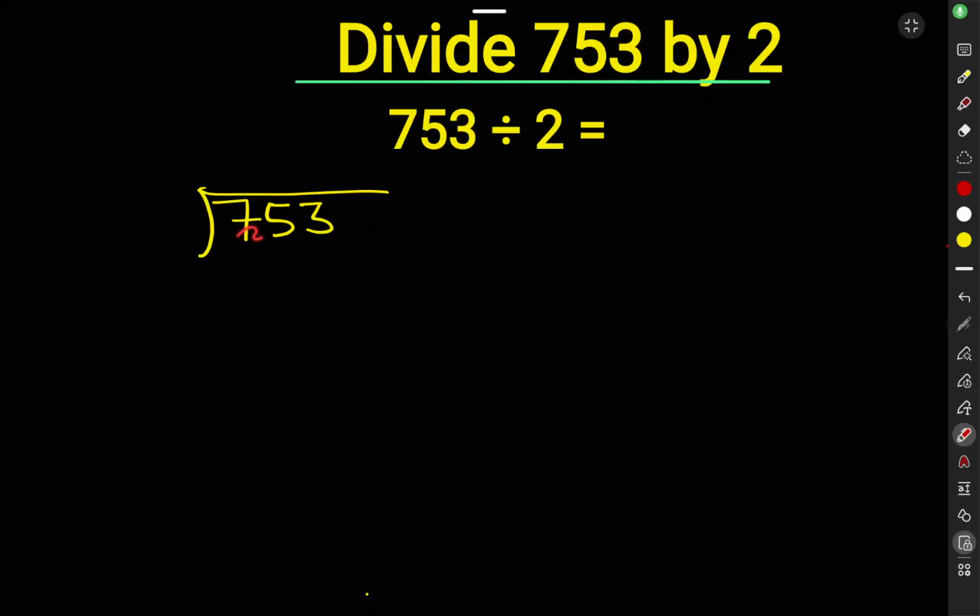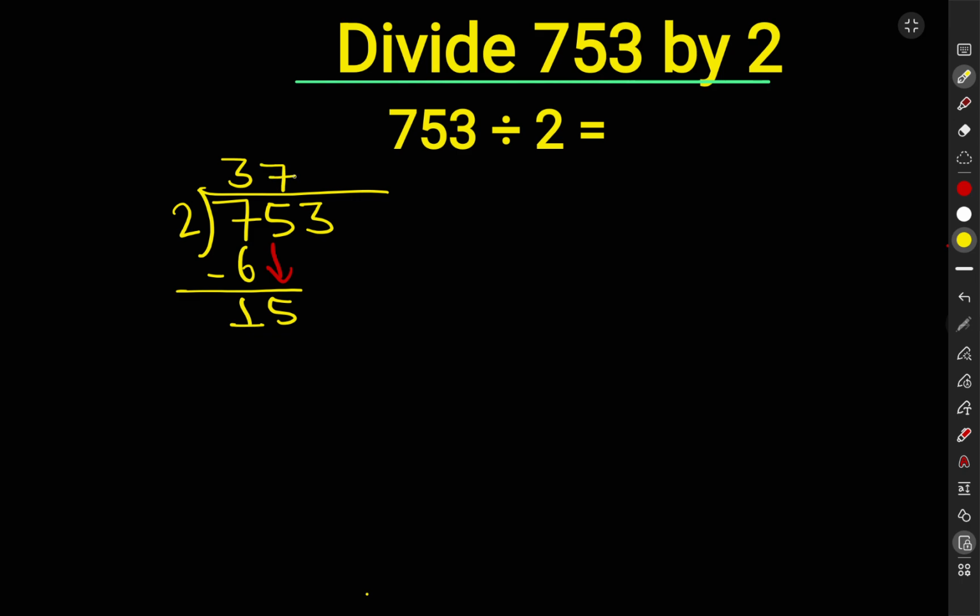We divide 753 by 2 in a long division method. So 2 times 3 is 6. On subtracting, we get 1. So now we put down this 5 and it is 15.